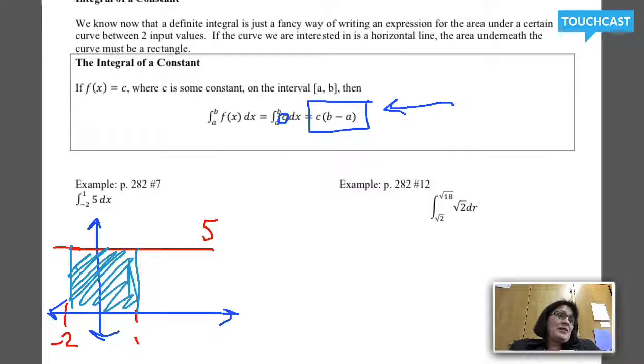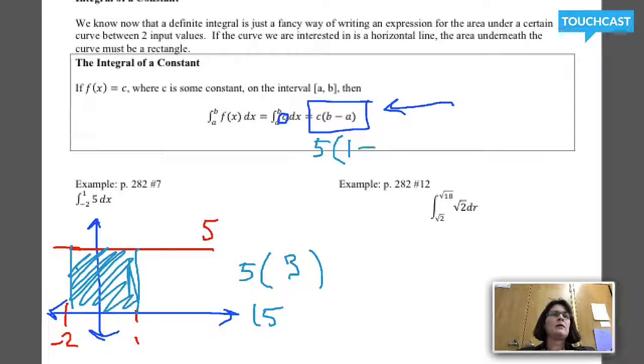What shape did I make? I made a rectangle. No problem. So what's the height of the rectangle? 5. How wide is the rectangle? Well, it covers a horizontal distance between -2 and 1. I can either count spaces or I can subtract. 1 minus -2 makes 3 spaces wide, and my area is going to be 15. Look at this. That was my constant function 5 times my top limit minus my lower limit.